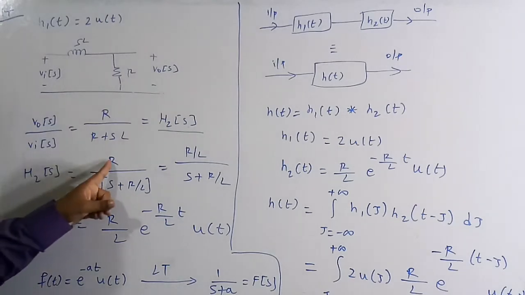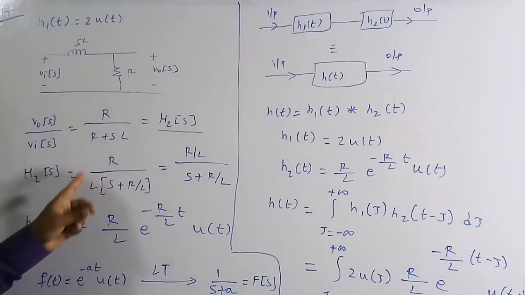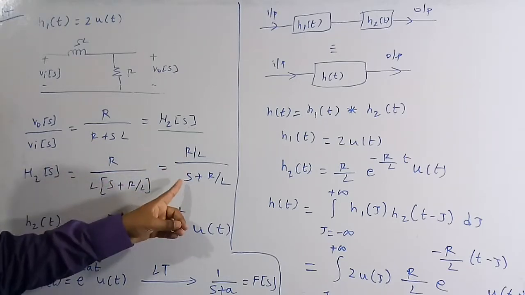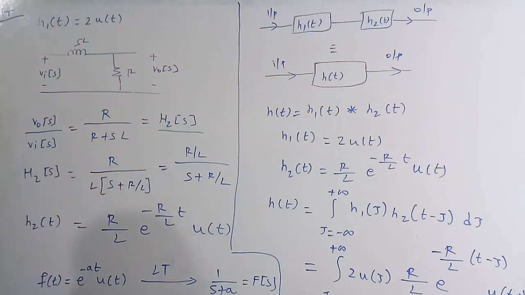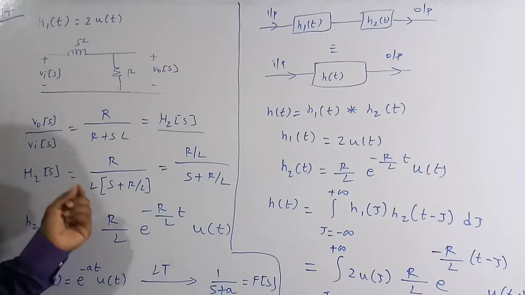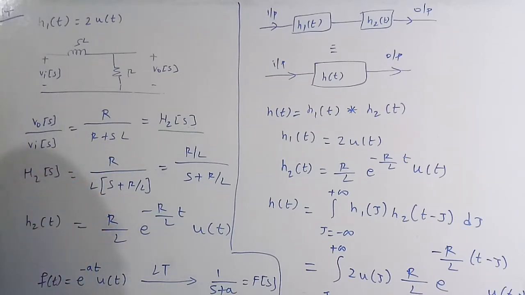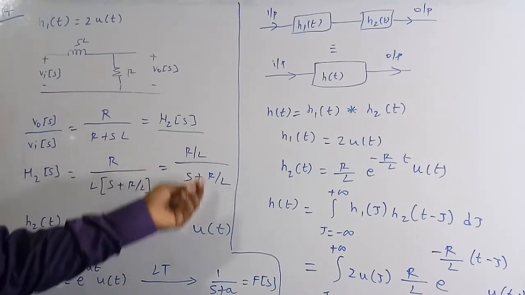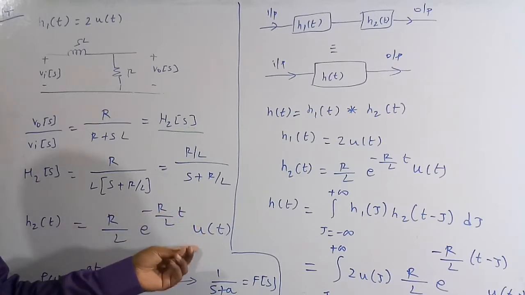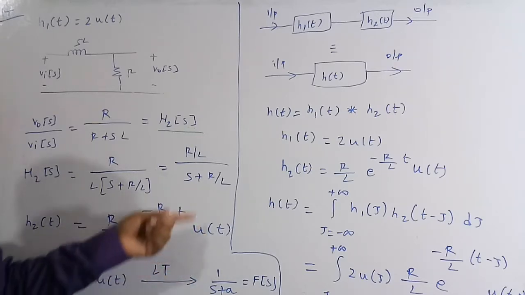So H2 of s is equal to R by, now I am going to take L as common, so L into S plus R by L, which is R by L into S plus R by L. Now I am going to do the Laplace inverse. I want the time domain expression for H2 of S, which is H2 of t. For any transfer function, the Laplace inverse is nothing but its impulse response. Therefore H2 of t is equal to R by L into e to the power of minus R by L t into u of t. This is the Laplace inverse for H2 of S.